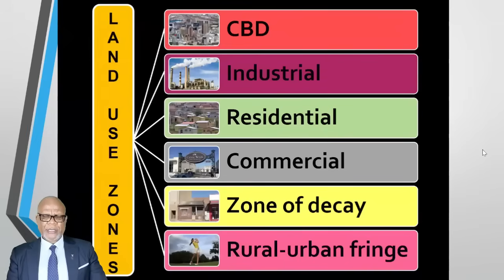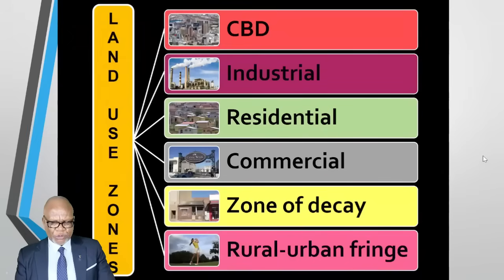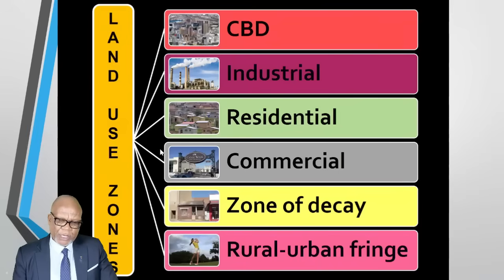And now we look at the land use zones. So we spoke about land use in urban areas and in rural areas. So it is a particular use of the land. But now in urban areas, talking about the land use zone, it means a particular area that is used for a specific function. It's a particular area of an urban area that is used for a particular function.